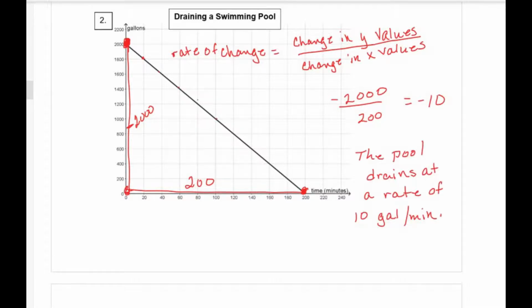Okay, so the meaning of the rate of change here is that the pool drains at a rate of 10 gallons a minute. You may be wondering why I don't have a negative in this sentence, because I have a negative up here. And that's because I use the word drains in my sentence, so that indicates that the water level is decreasing.